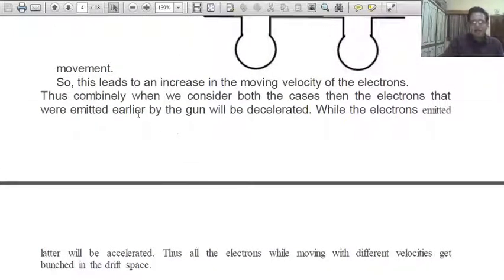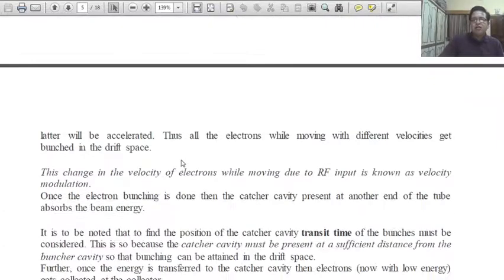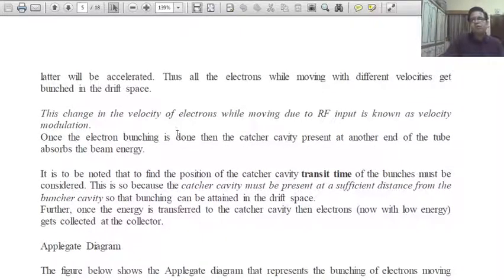Again, understand, the electrons which are emitted earlier are decelerated. That means initially they are faster because they are ahead, but they are decelerated, and the electrons emitted later are accelerated, so they combine at a point in the drift space, and electron bunching occurs. This change in the velocity of electrons while moving due to RF input is known as velocity modulation.